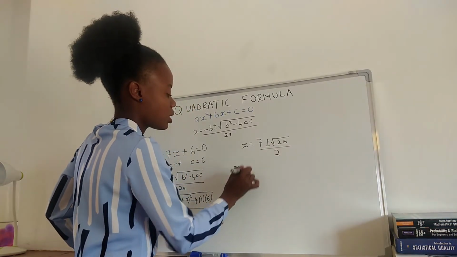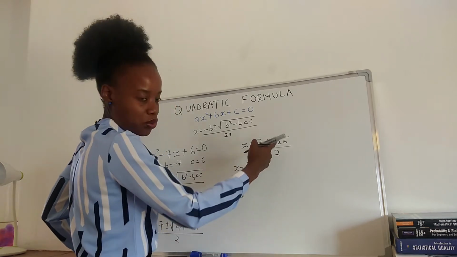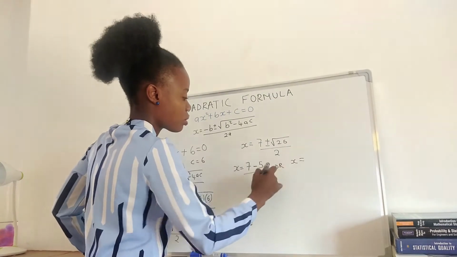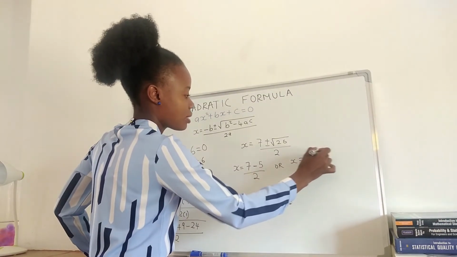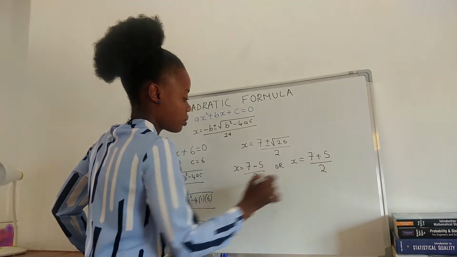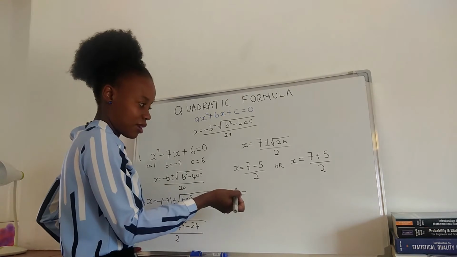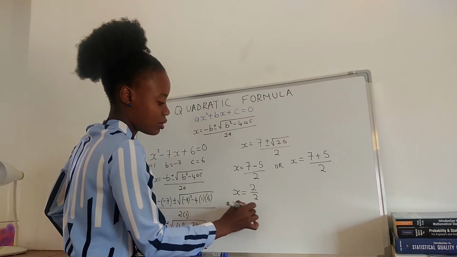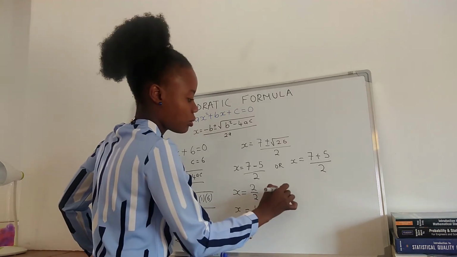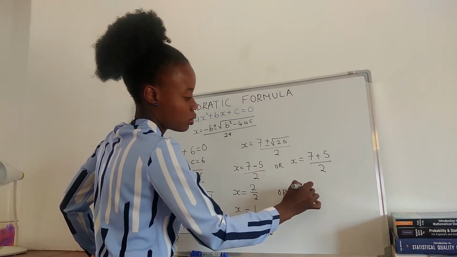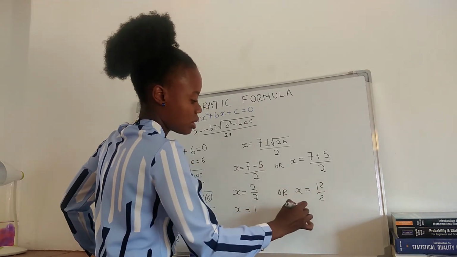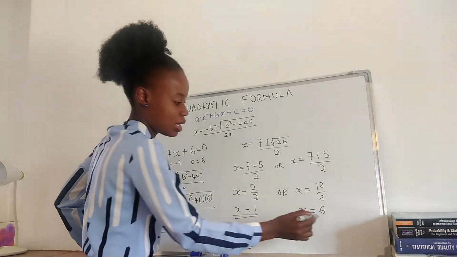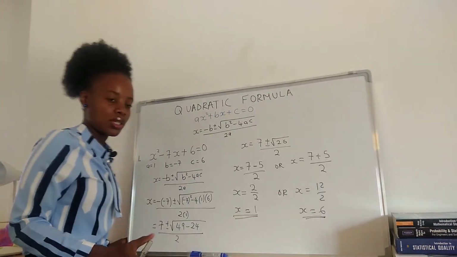We're supposed to have two solutions. 7 minus the square root of 25, which is 5, divided by 2, or x is equal to 7 plus 5 all over 2, okay? 7 minus 5, we have 2 over 2 here, and our x is 1, or x is equal to 12 divided by 2, which means our x is equal to 6. So we have two solutions, x equals 1 and x equals 6, okay?